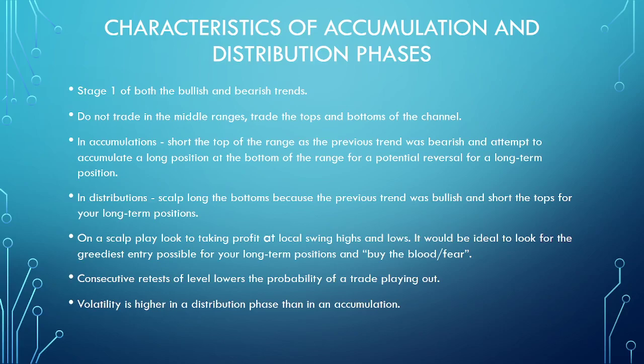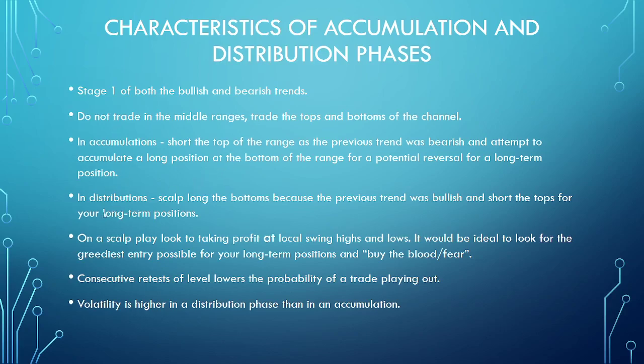In accumulations, you want to short the top of the range, as the previous trend was bearish, and attempt to accumulate a long position at the bottom of the range for a potential reversal for a long-term position. So in accumulations, you can still short. You just have to short the top of the range. And then you want to accumulate, and this is talking as an example more for a weekly, monthly, long-term position, but it could also be on a lower time frame as well.